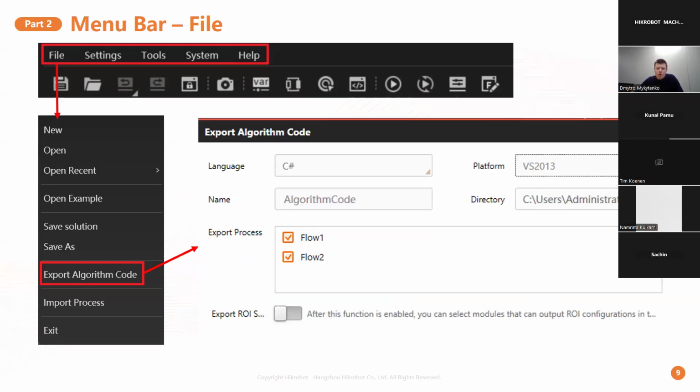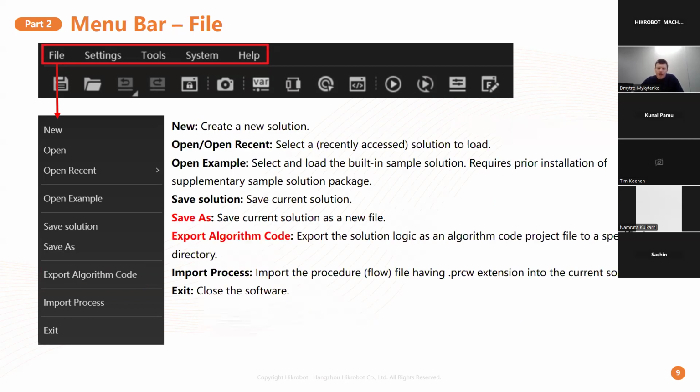The solution can be exported as code packaged in a Visual Studio project using the C# or C++ programming language for further integration. It's done with that export algorithm code menu element. It is also possible to import procedures from other projects if they were exported previously. These functions enable the basic operations within the solution.